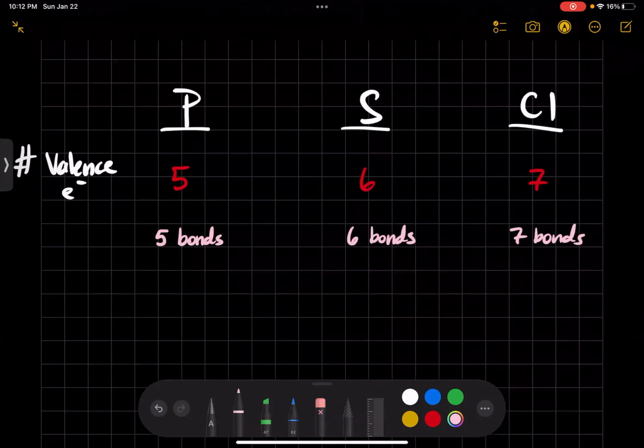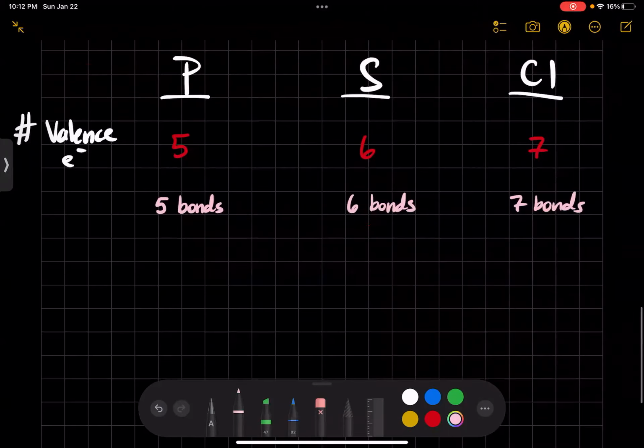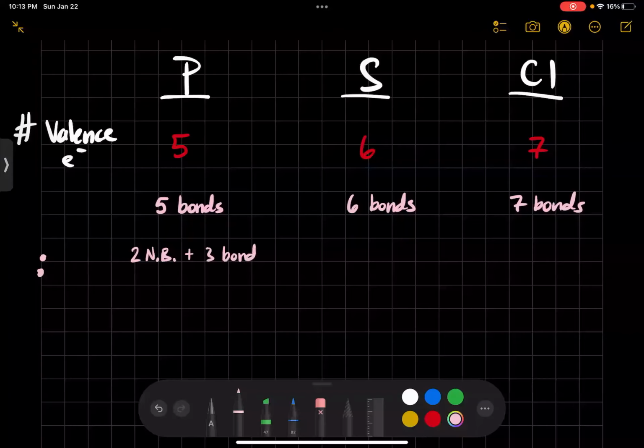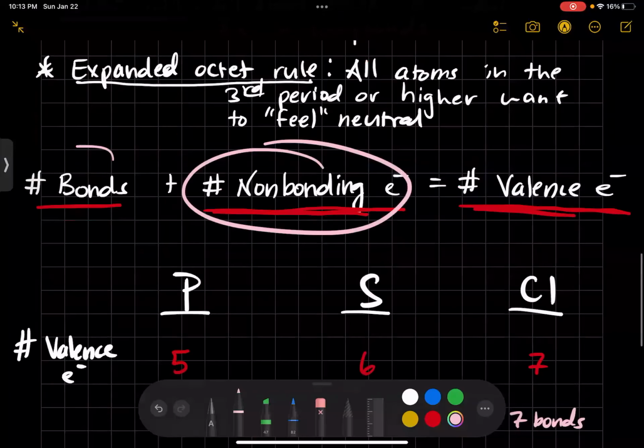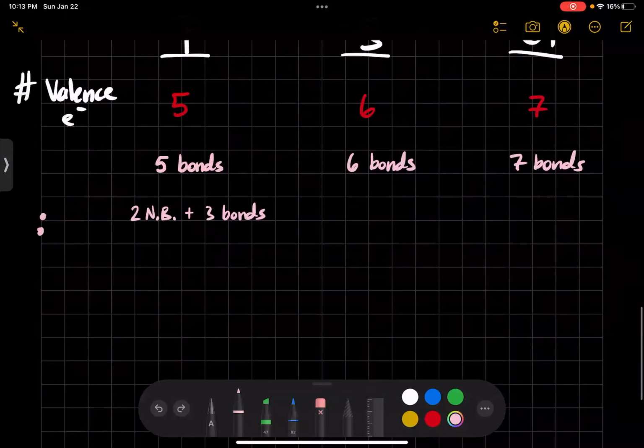Well, that's just one combination. What if we have some lone pairs? Let's say we give phosphorus 1 lone pair. So it has 2 non-bonding electrons, 1 lone pair. A lone pair has 2 electrons, and those are non-bonding. I'm just going to abbreviate these NB. So 2 non-bonding electrons plus what? It has to be 3 bonds. So here, 2 non-bonding electrons plus 3 bonds gives me a total of 5. So phosphorus can also form 3 bonds and have 1 lone pair.